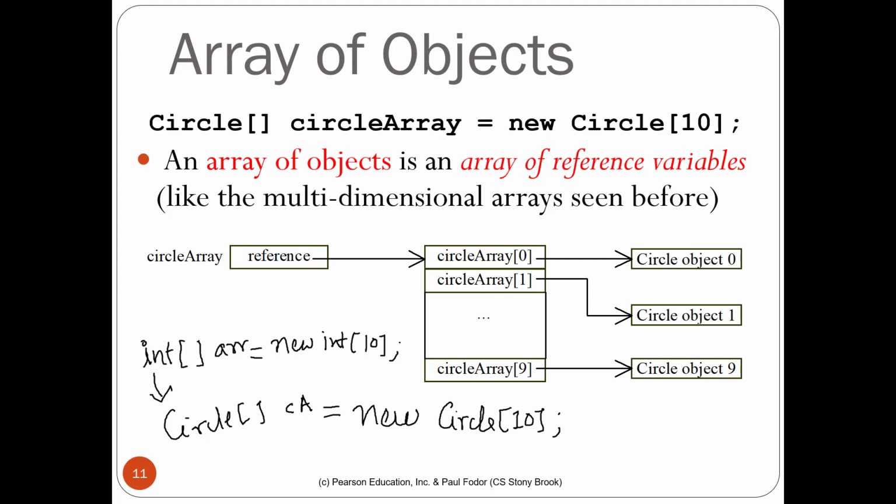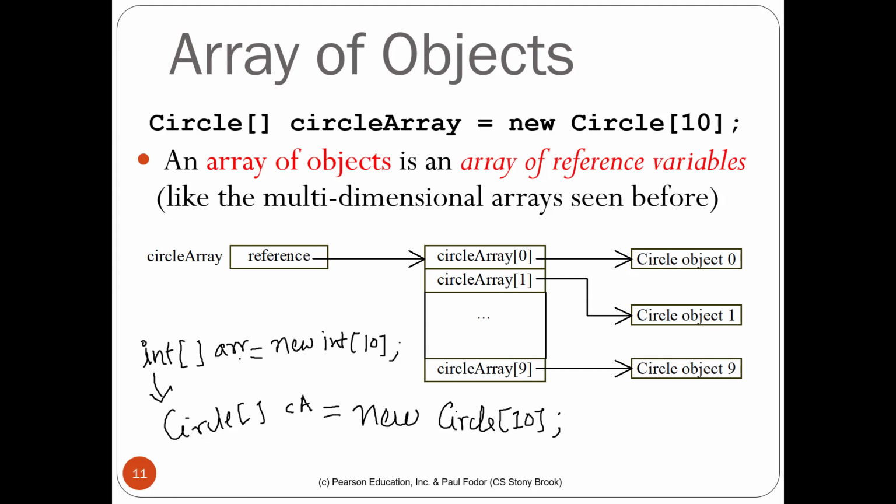So what will happen when you create an array of objects? Well, then this circle array variable right here will be holding a reference. So that's what we mean. The circle array variable that you have is holding a reference to an array, and each element in this array is further holding the reference to the circle objects that you will create. Okay, so that's the only thing which has changed.